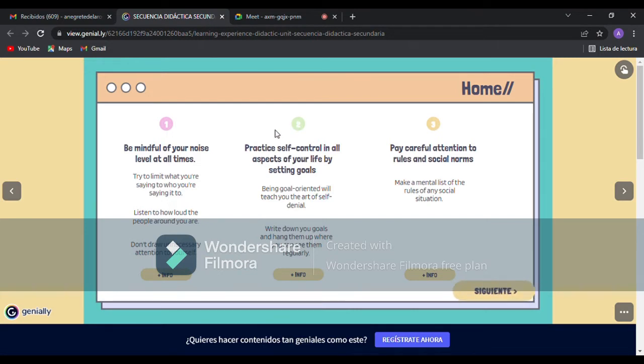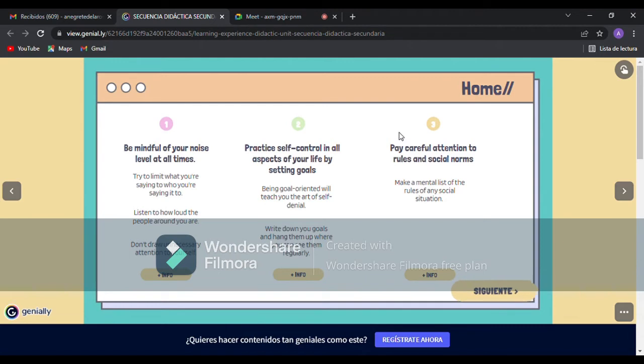Number 2. Practice self-control in all aspects of your life. Be setting goals. Being goals-oriented will teach you the art of self-denial. Write down your goals and have them where you can see them regularly.